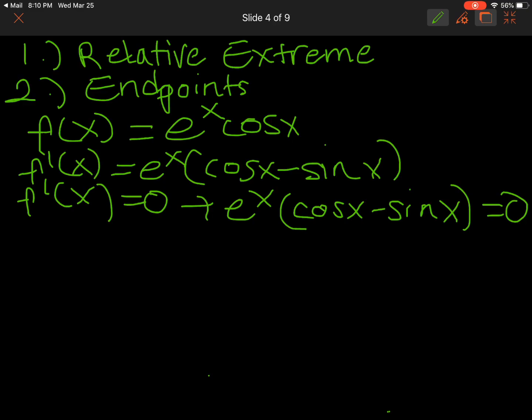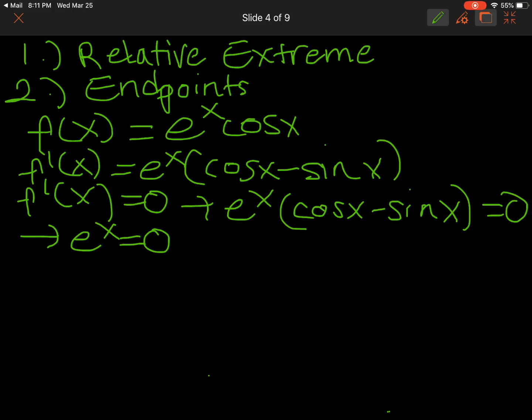That's interesting. So to find the relative extrema, we can split this. If any one of these parts of the product is equal to 0, then we can find x values based off that. Since this is a factor, this tells us that e to the x equals 0. Does that net any solutions? Well, e to the x is always a positive function. It never hits the x-axis, so this doesn't return any x values.